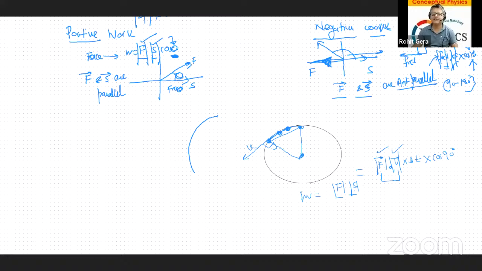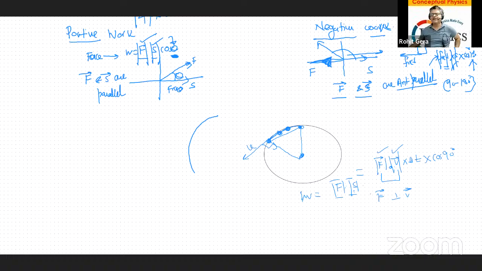I wrote F dot S, displacement has happened. Maybe you didn't complete the full circle, but you wrote S as V into T, where V is perpendicular to the force. So in a circular motion, because the force is always perpendicular to the velocity, the answer is zero. Not because in circular motion you are covering the whole circle and displacement has become zero. That logic is wrong. That is the displacement logic.